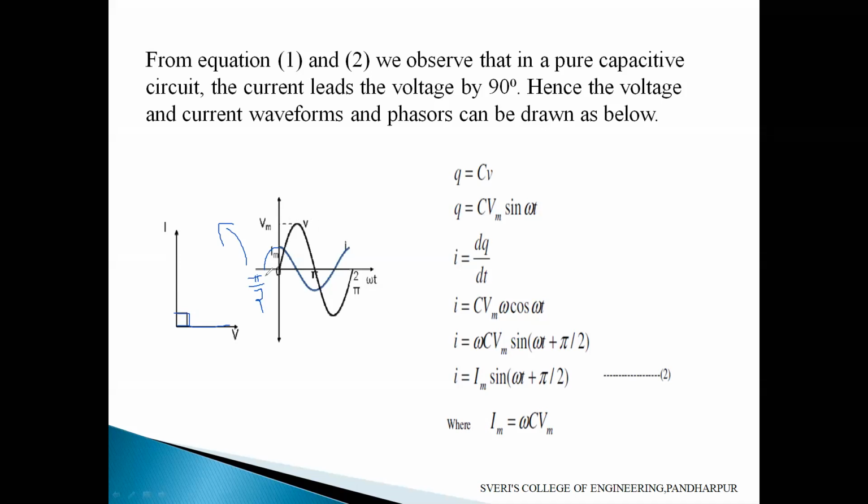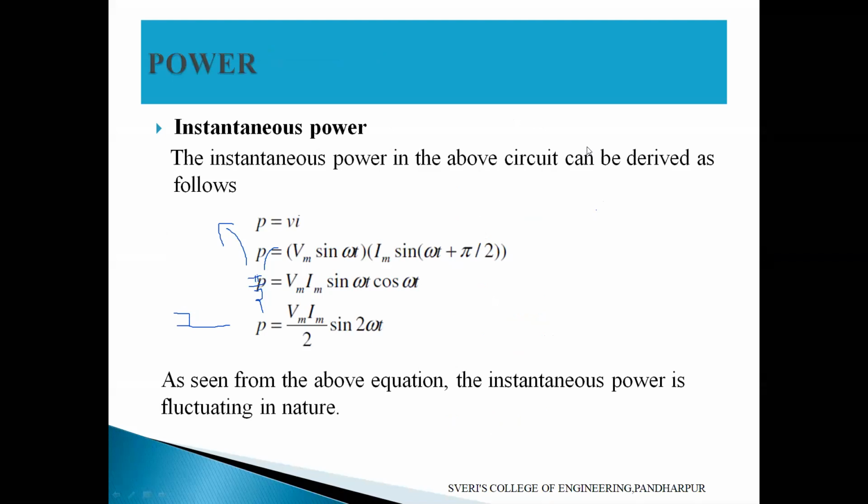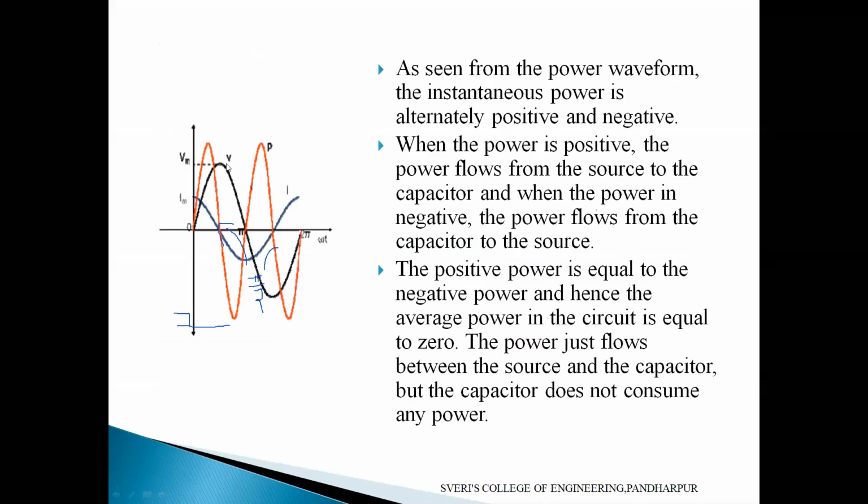So this is the voltage and current waveforms, and this is the phasor diagram. From this one we'll go further, to the current and voltage waveforms. Listen carefully. The current is starting from the minus side here.